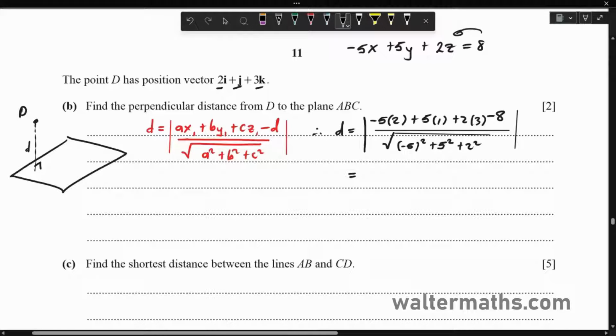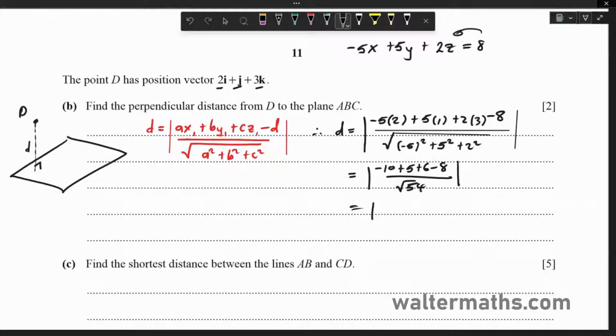So that's actually equal to, under modulus, the numerator is -10 + 5 + 6 - 8, over the bottom, which is root of 25 + 25 + 4, which is root of 54. So this is coming out to be the modulus of, let me just use the space down below, -10 + 5, that's -5, plus 6 is 1, and 1 minus 8 is -7. So that's -7 over root 54. And the answer should therefore be 7 over root 54. So that's the answer we're getting for part B.